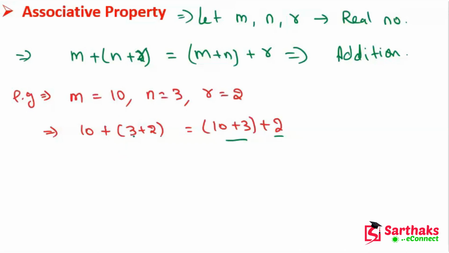Now in this case 3 plus 2 is 5, 5 plus 10 is 15. In the other case, 10 plus 3 is 13, 13 plus 2 is 15. So my dear friends, you can see that the result is same. So this is a case of associative property for addition. Now let's see the associative property for multiplication. So now my dear friends, we have again same m, n and r.